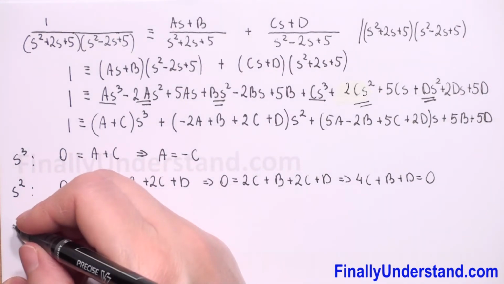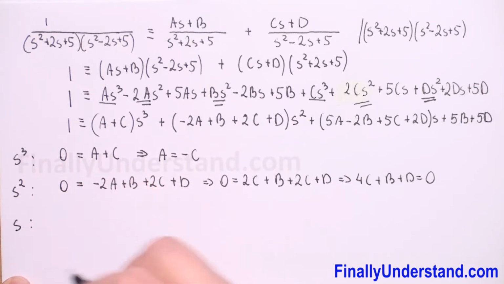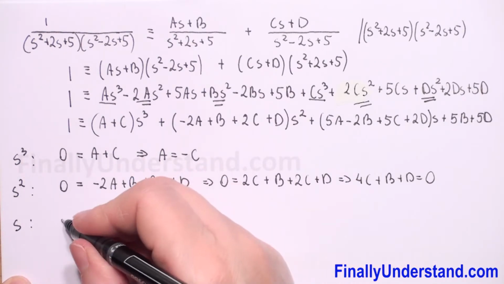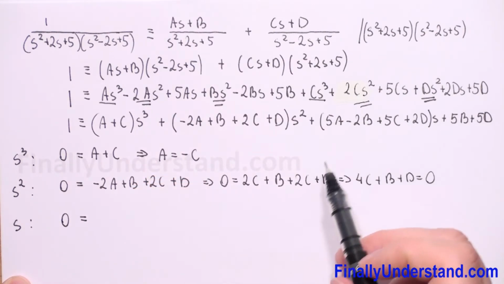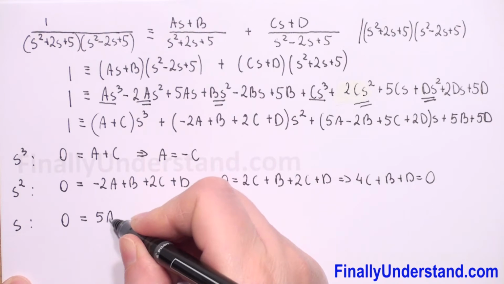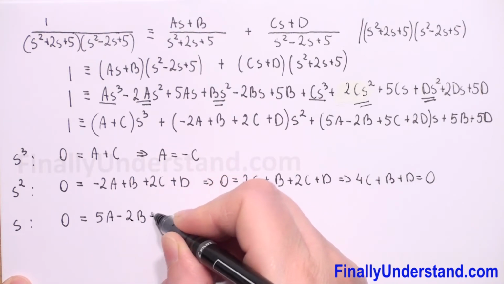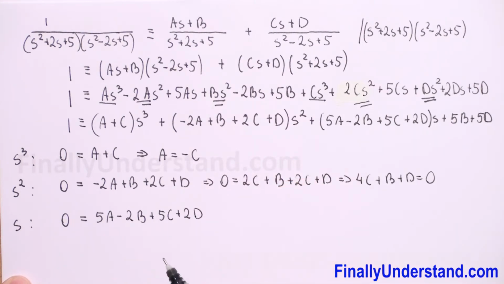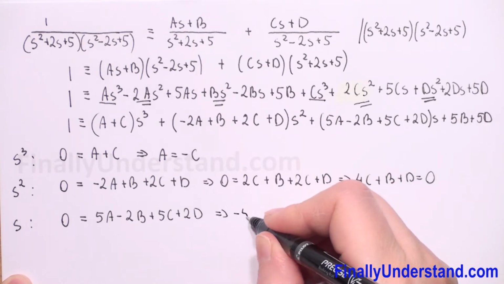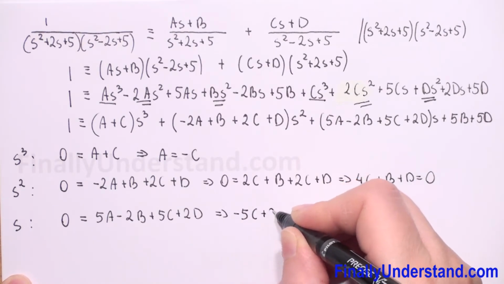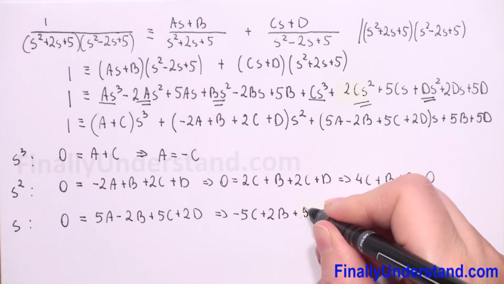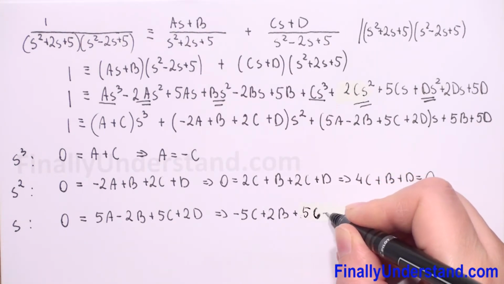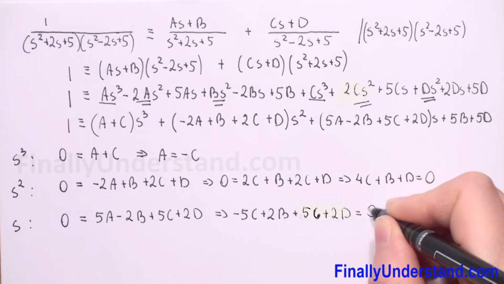So next we have to compare coefficients of s. On the left side we don't have s, so it means this is equal to 0. And on the right side we have 5a minus 2b plus 5c plus 2d. So we can substitute a by negative c, and I will change the sides, so it will be negative 5c plus 2b plus 5c plus 2d is equal 0.